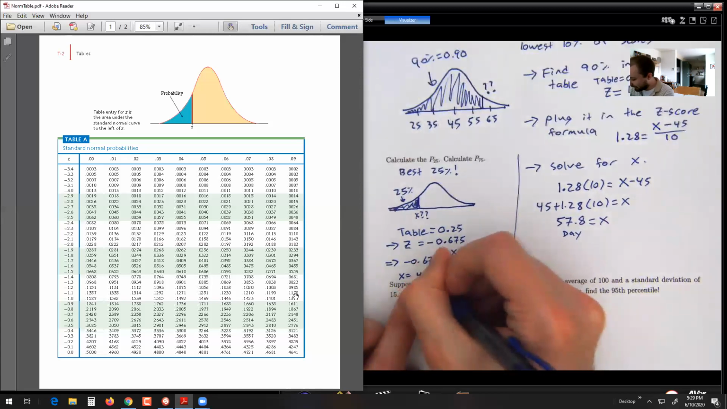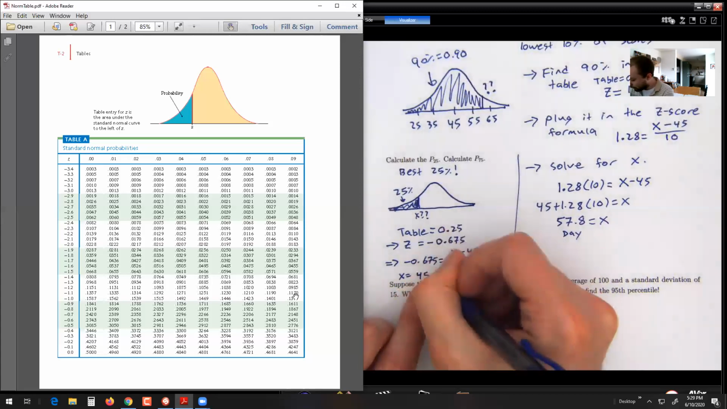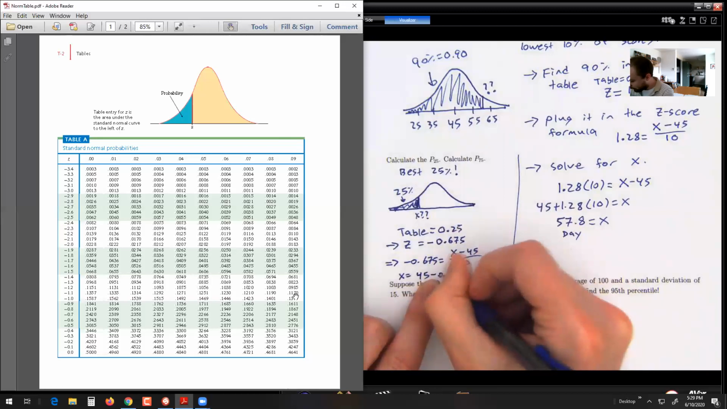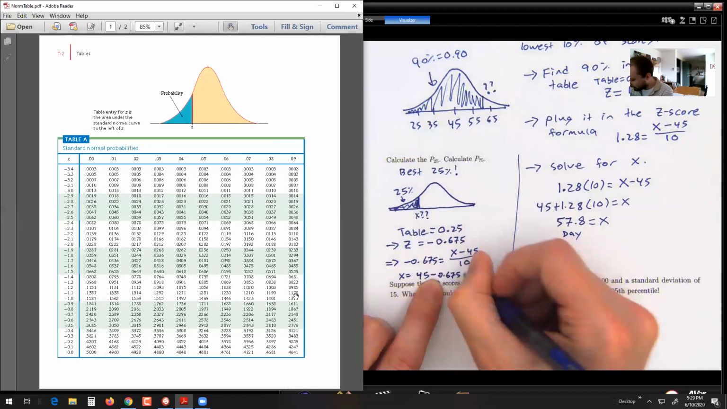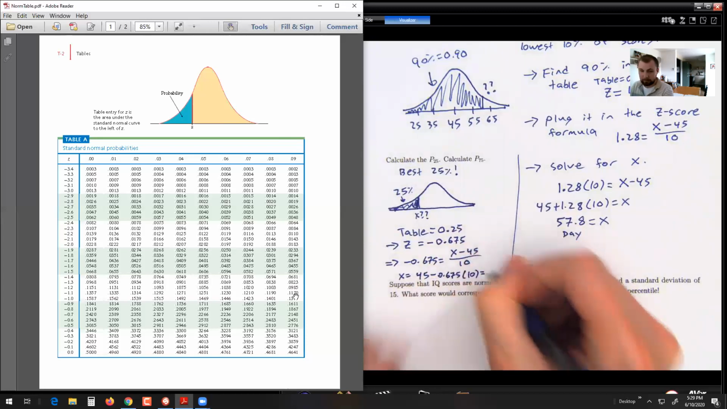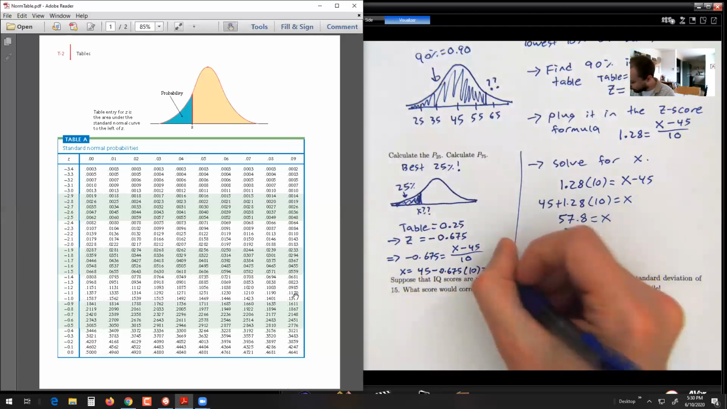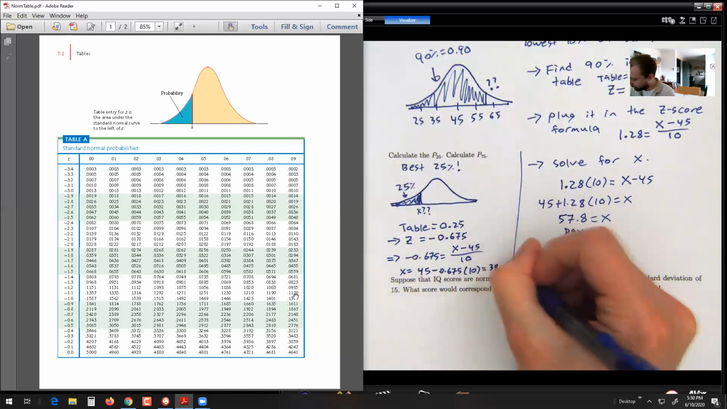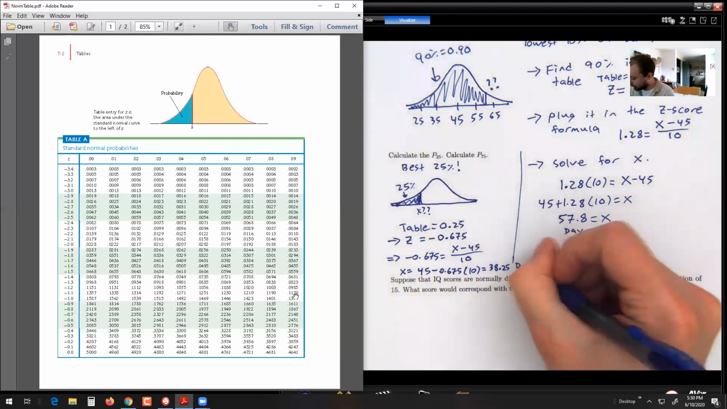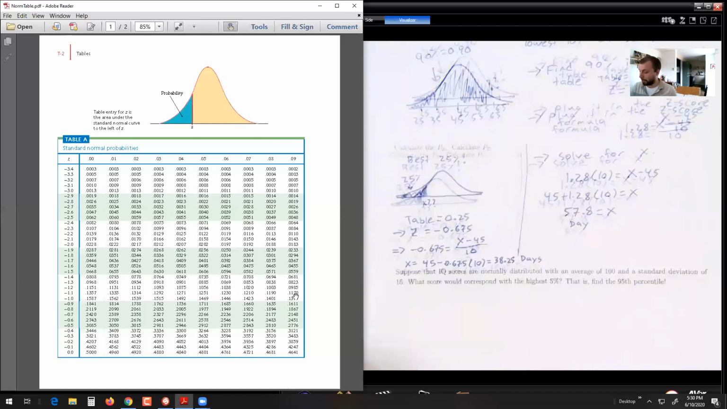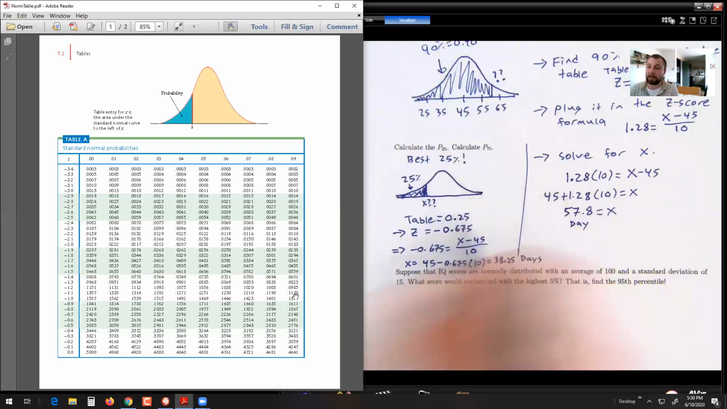So from the center, 45, I go down negative 0.675 standard deviations. I'll type this into a calculator. And when I do so, I get a value of 38.25 days for the lowest 25% on the curve, which represents the best 25% of scores.